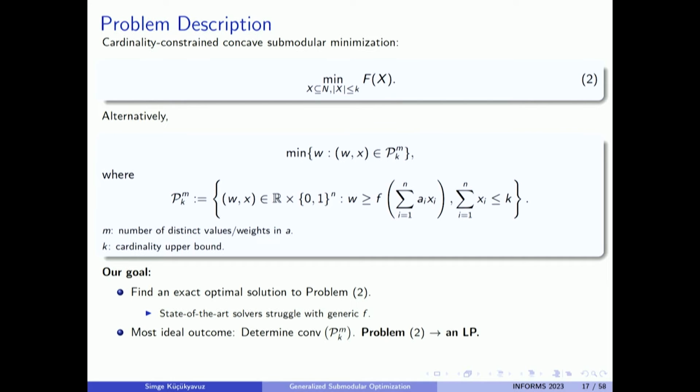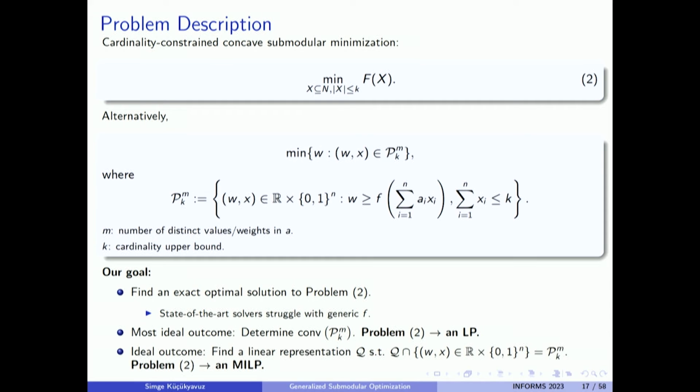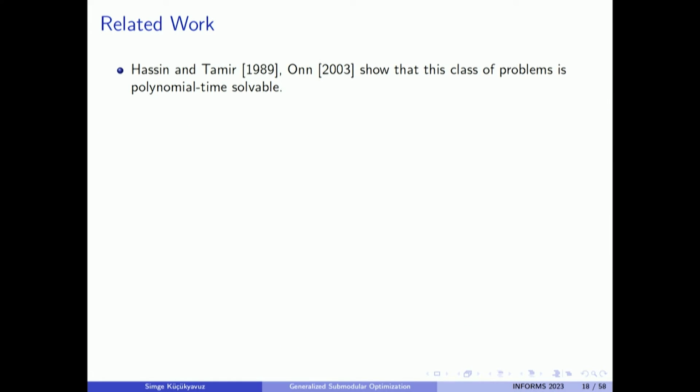Again, our dream result, the ideal result, would be if we have the convex hull, then it will just be an LP. It will be exponential, but we can do this delayed cut generation method. But if we can't get the full convex hull, we can at least have some Weld inequalities and now solve the problem with this as a series of mixed integer linear programs. So that's the second best goal.